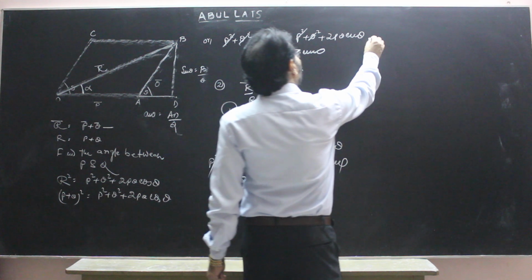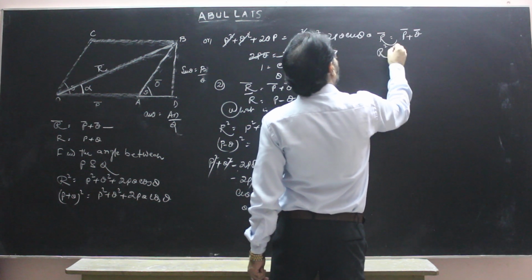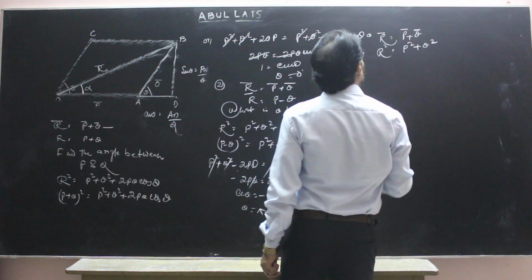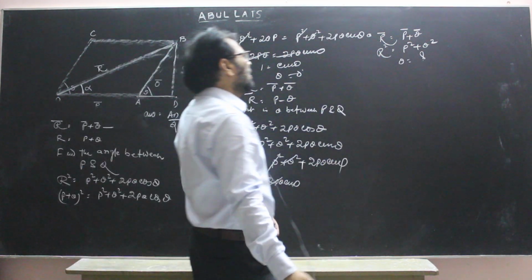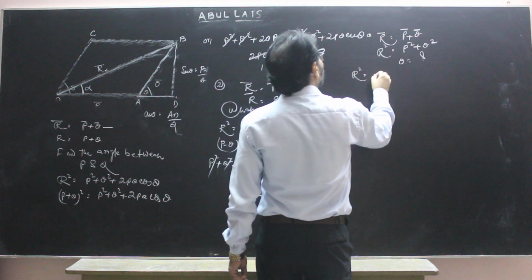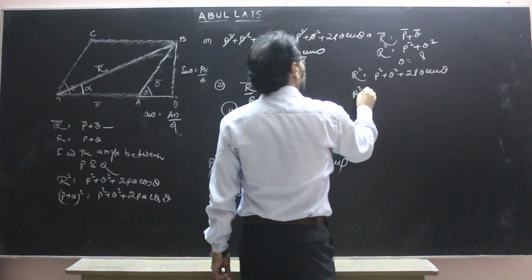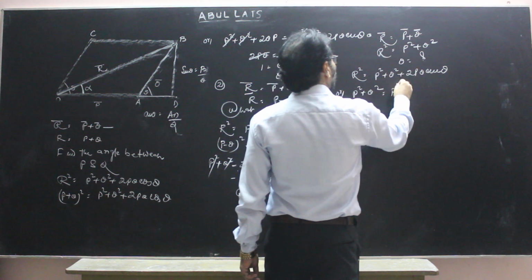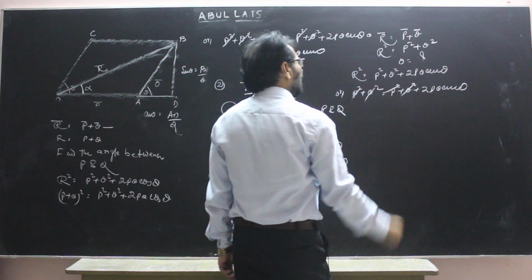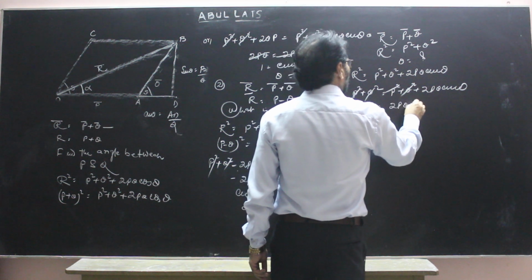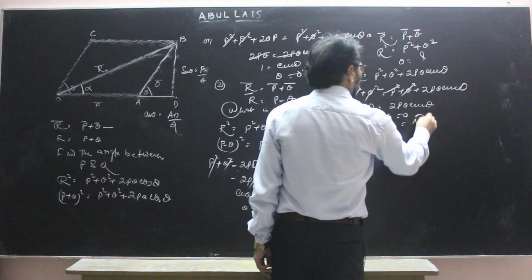Now again we can write, if R is equal to P plus Q and R square is equal to P square plus Q square, what is the value of theta between P and Q? So we can write R square is equal to P square plus Q square plus 2PQ cos theta, and R square is P square plus Q square, so P square plus Q square is equal to P square plus Q square plus 2PQ cos theta. Q cancels Q, P cancels P, and 0 is 2PQ cos theta, and cos theta is 0, so theta is pi by 2.